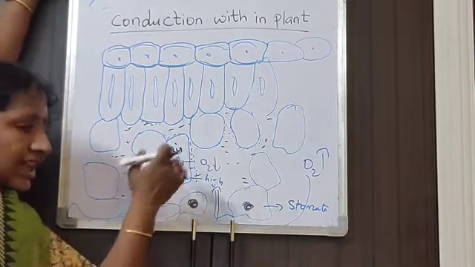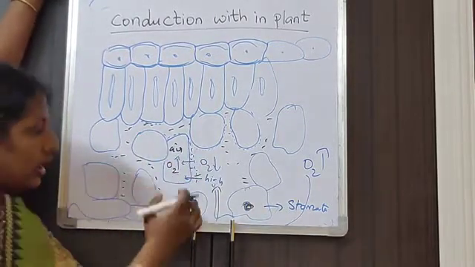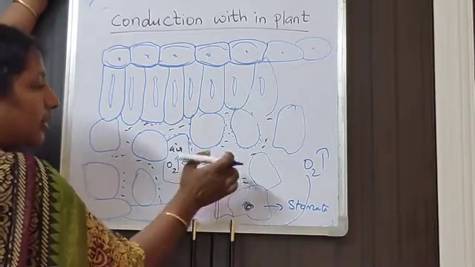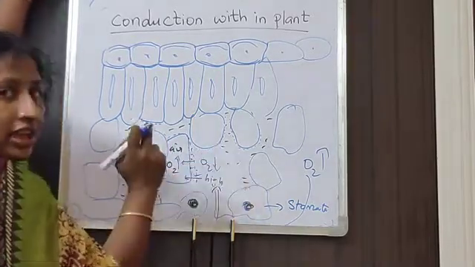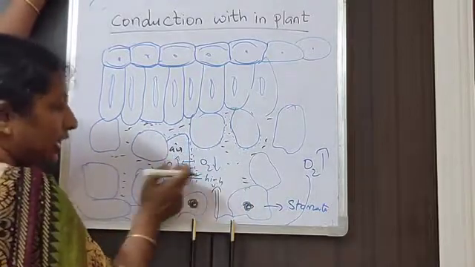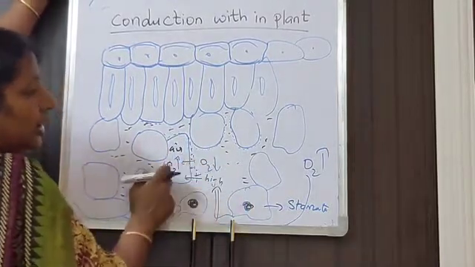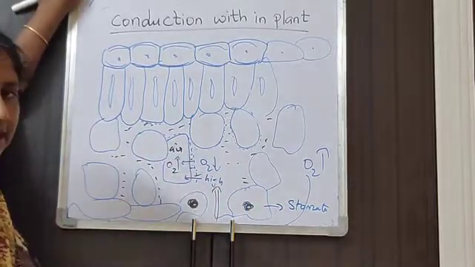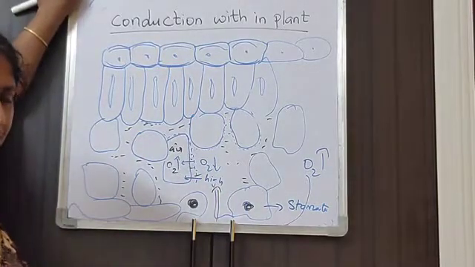Clear? The cell will be continuously using oxygen, so the oxygen level decreases inside the cell. Now oxygen is high outside and low inside the cell. So it enters from outside to inside the cell by the same principle, diffusion.